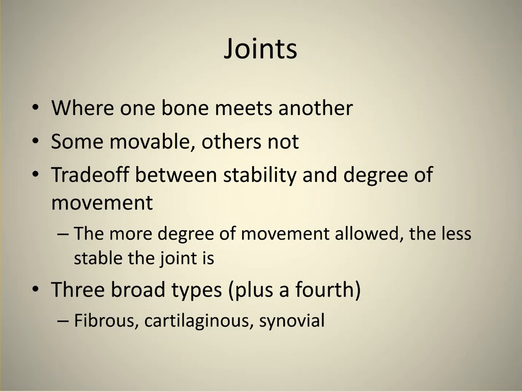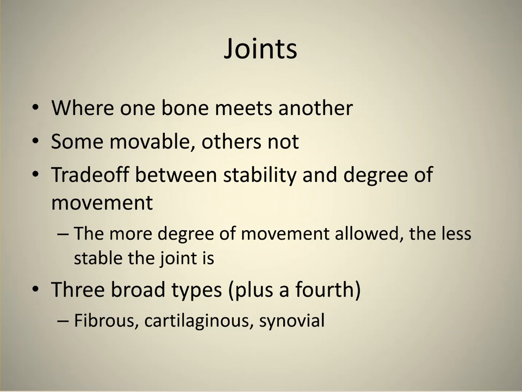And there's going to be a couple different ways we're going to categorize joints. One of which is what is the material between the two bones and how movable they are. And there is a trade-off between the stability of a joint, how least likely it is to dislocate, and the degree of movement. The more movement allowed, the less stable the joint is.